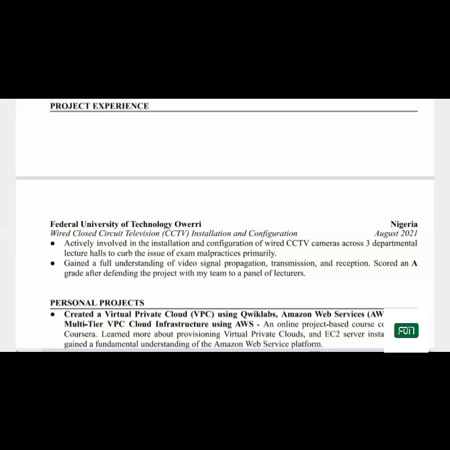So this is a snippet of one of the resumes: actively involved in the installation and configuration of wired CCTV cameras across examination halls to curb the issue of examination malpractice, then what I gained out of the experience. It's always important you talk about what you've gained from your experience, your internship experience.